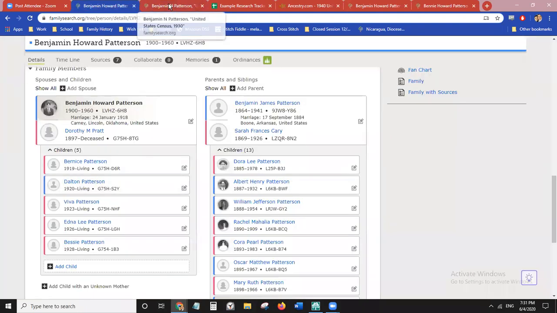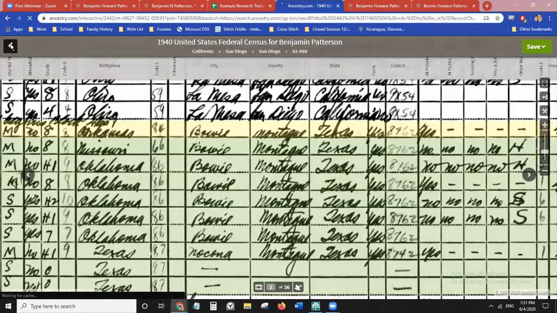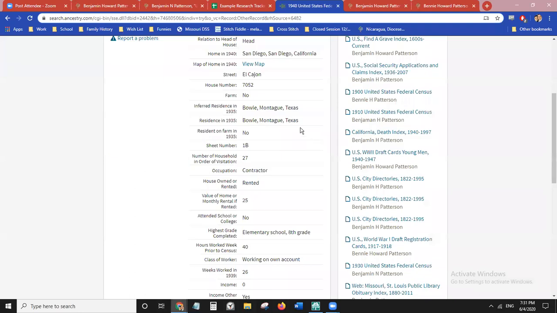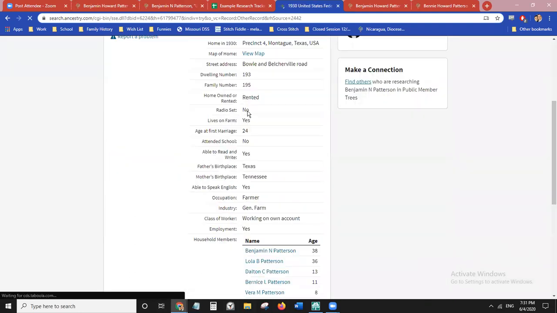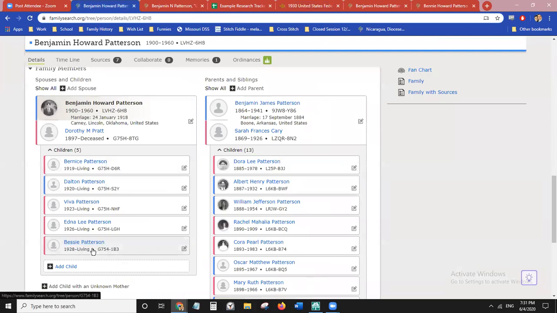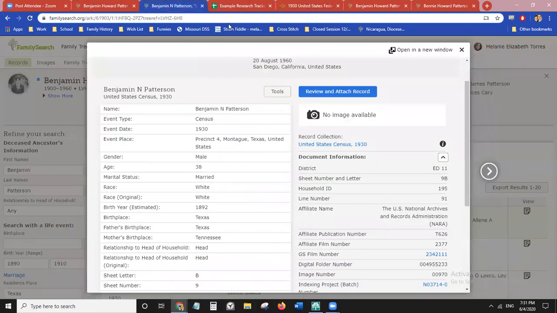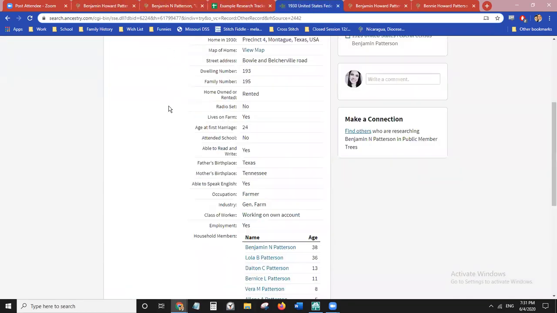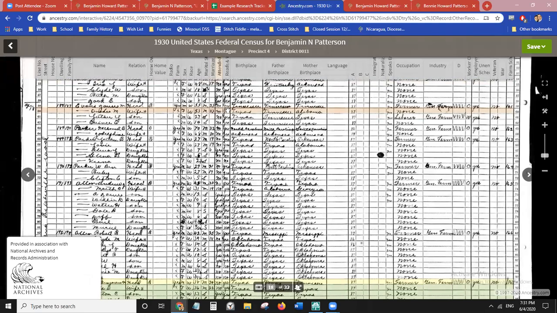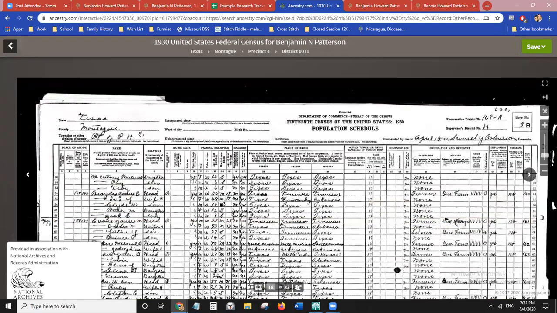So we're going to want to look at the image before we go ahead and assume that this is our guy. A lot of the children match, but we're not sure. So I'm going to look at it on Ancestry because Family Search is having a hard time. This is a new child, Benjamin N. Patterson. Bessie, maybe? Yeah, let's take a look, because that's got too many issues with the information to be totally sure.